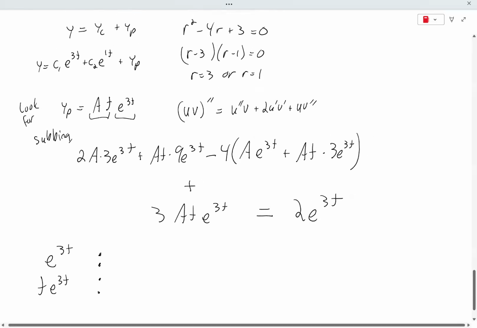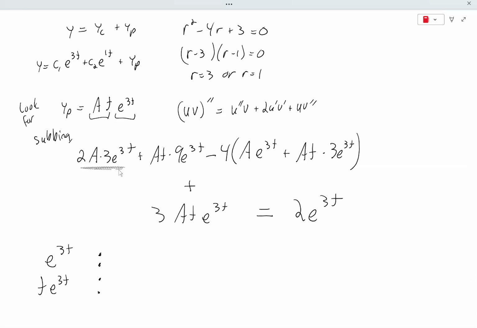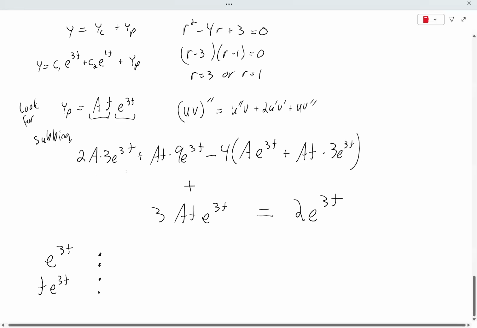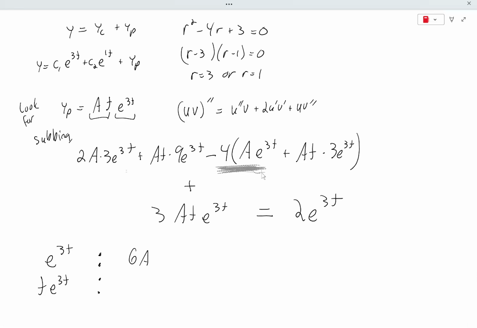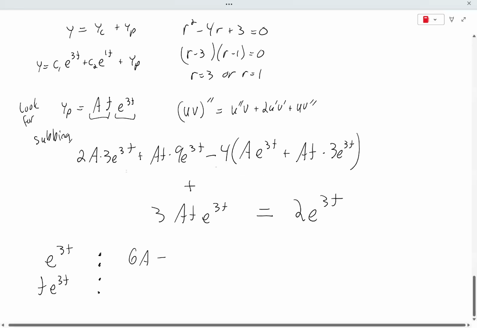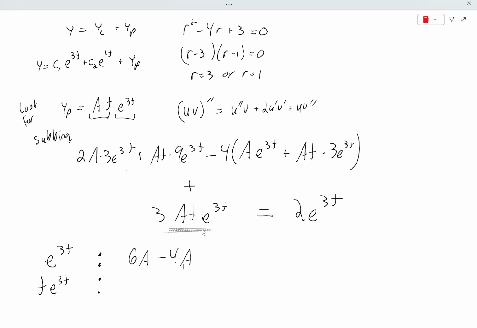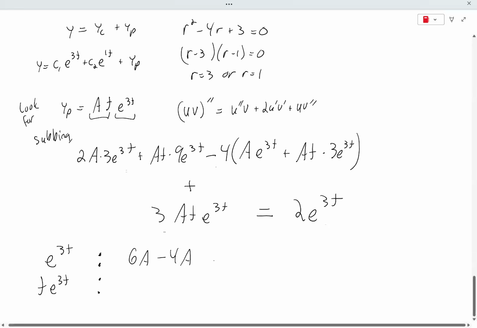Okay, and hopefully this all works. So look at the e to the 3t's. What do I have going on here? This is 6a here, right? So it'd be a 6a e to the 3t, not that. This would be one here, and that's going to be a negative 4a when you distribute it. You don't actually have to distribute it, right? But that'd be a negative 4a there. Okay, and then not here. And then we've got this one over here. So that's got to be equal to what then here?